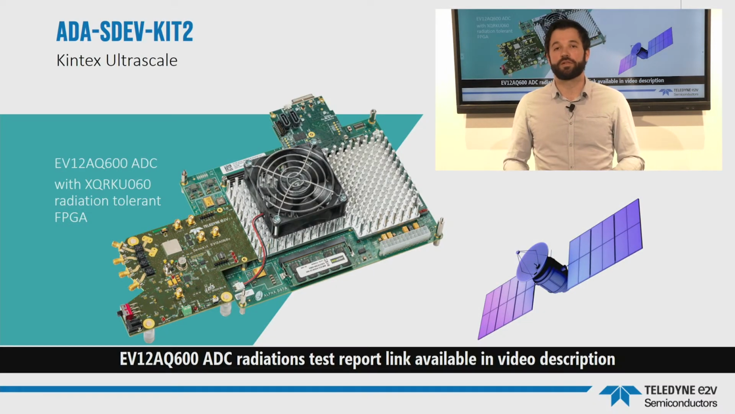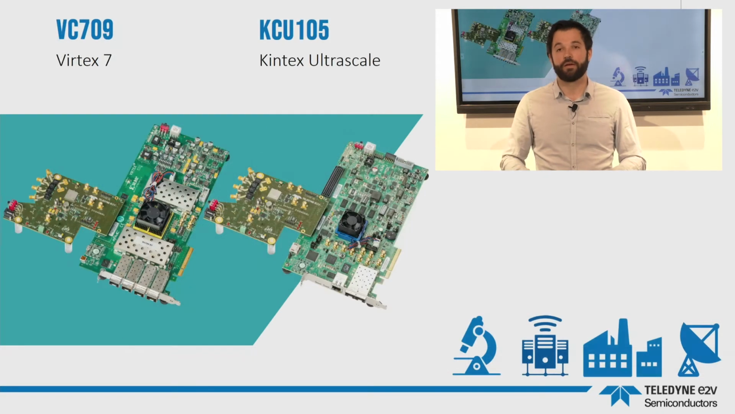For industrial systems, we can deliver different design examples. Here you can see two of them, one for the Kintex UltraScale FPGA and one for Virtex 7 FPGA.